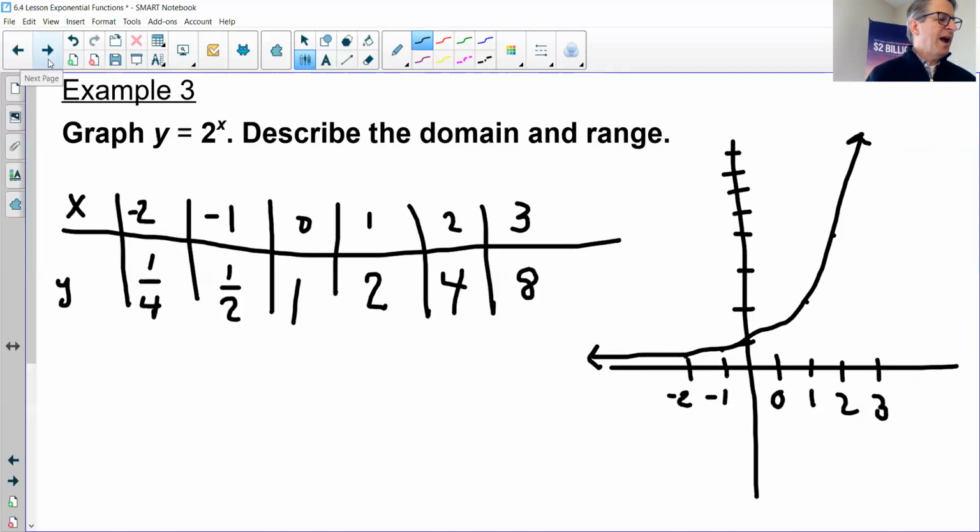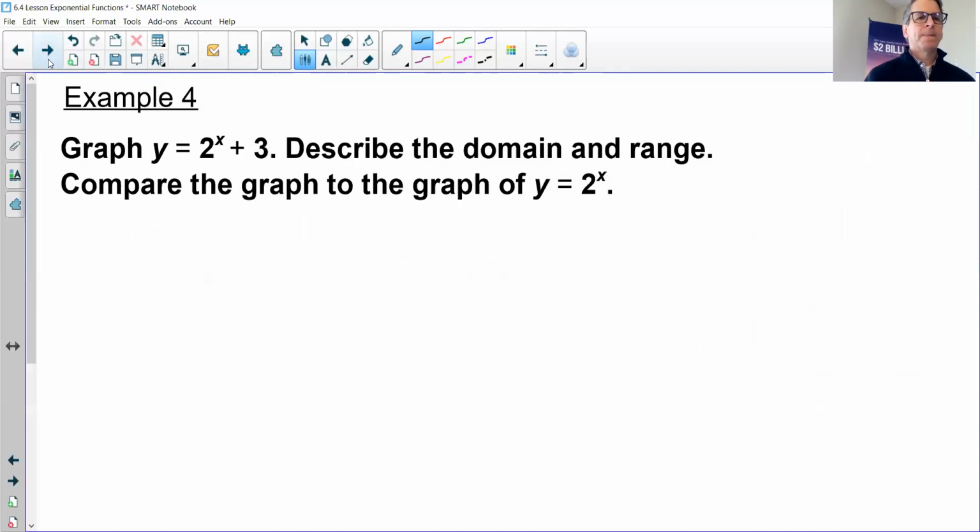Example 4, graphing a vertical translation. Let's try that one out. Graph y is equal to 2 to the x plus 3. Describe the domain and range. Okay, step 1. We're going to put our table together again.